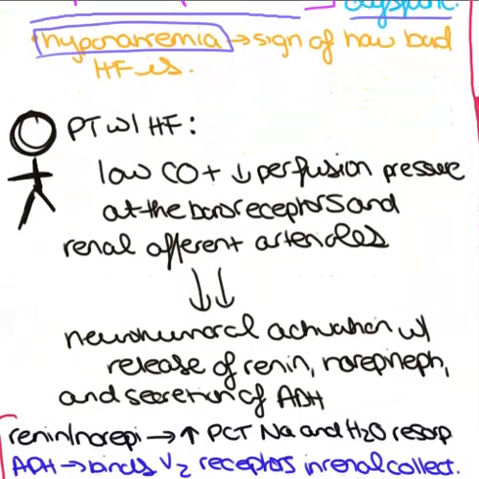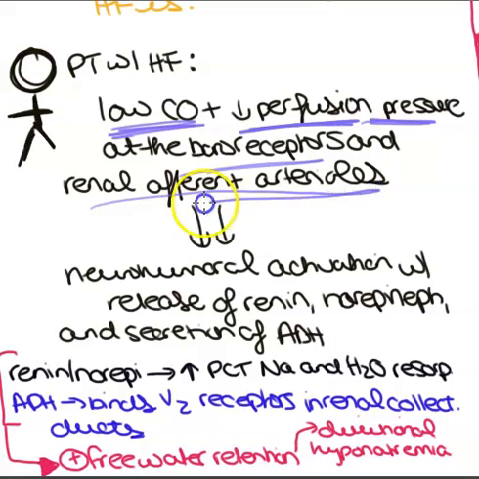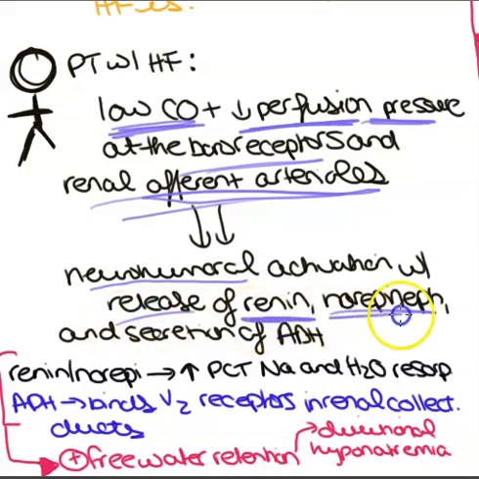So if you have a patient with heart failure, there's different aspects of physiology that go behind it. If a person has heart failure, then they have low cardiac output, plus decreased perfusion pressure at the baroreceptors and renal arterial or afferent arterioles. So then what that does is that activates the neurohumoral release of renin, norepinephrine, and the secretion of ADH.